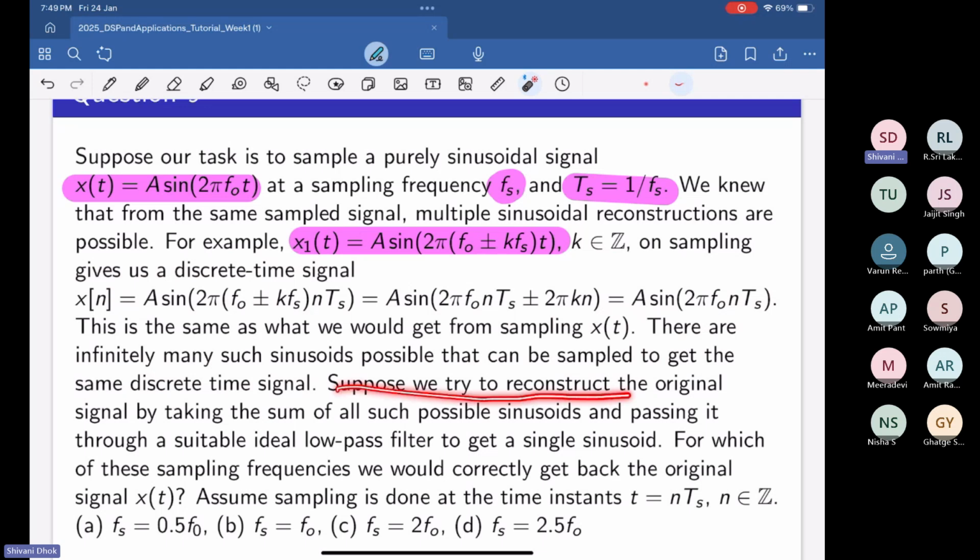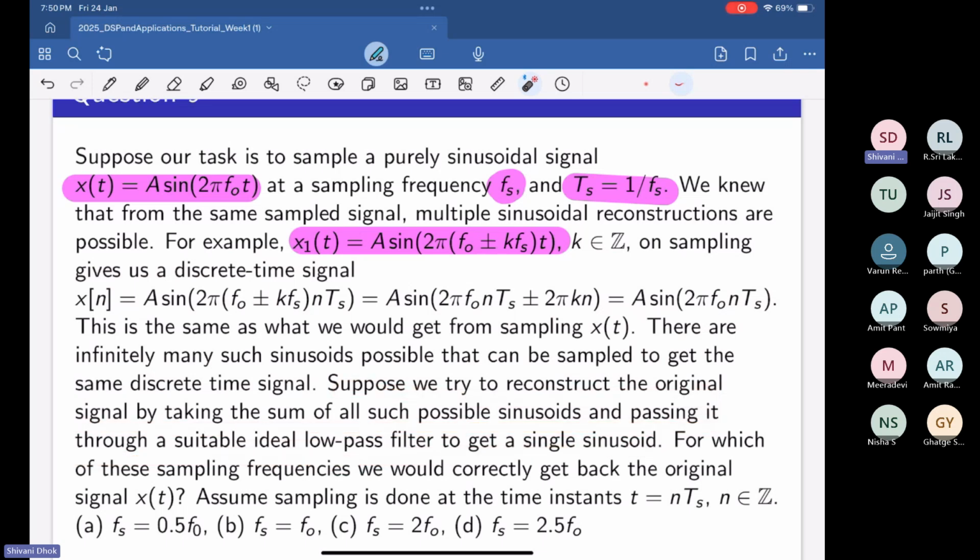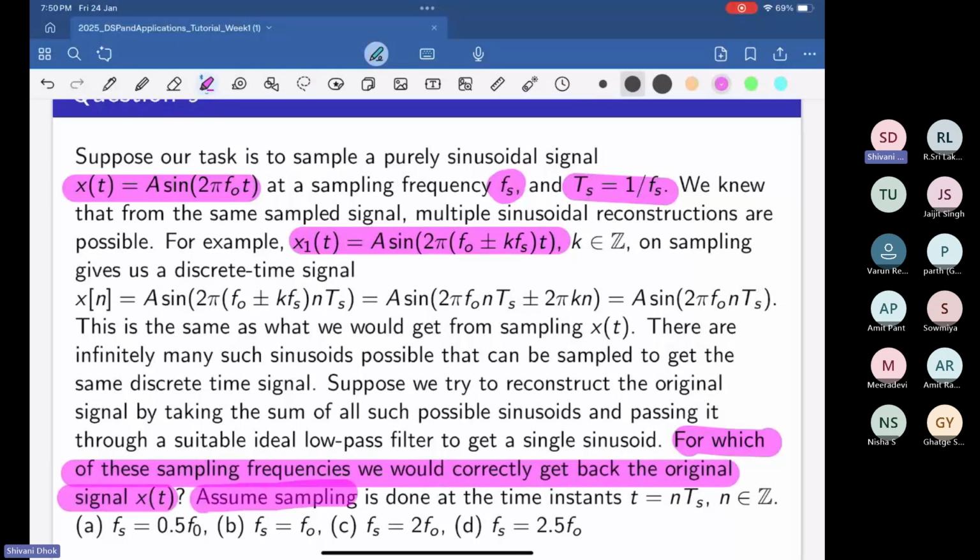Suppose we try to reconstruct the original signal by taking the sum of all such possible sinusoids and passing it through a suitable ideal low pass filter to get a single sinusoid. For which of these sampling frequencies would we correctly get back the original signal x of t? Now suppose the sampling is done at the time instance t equal to nTs.